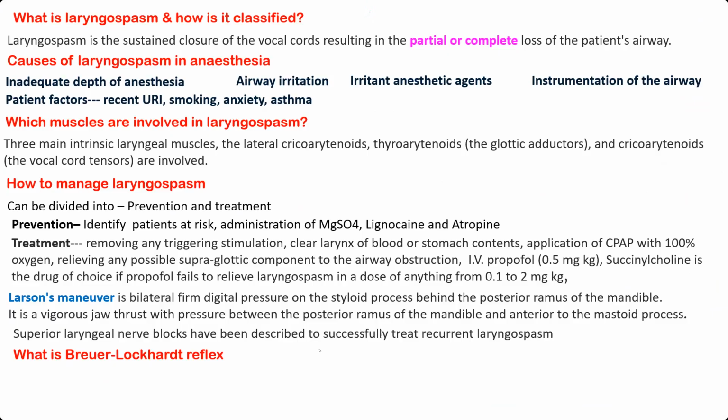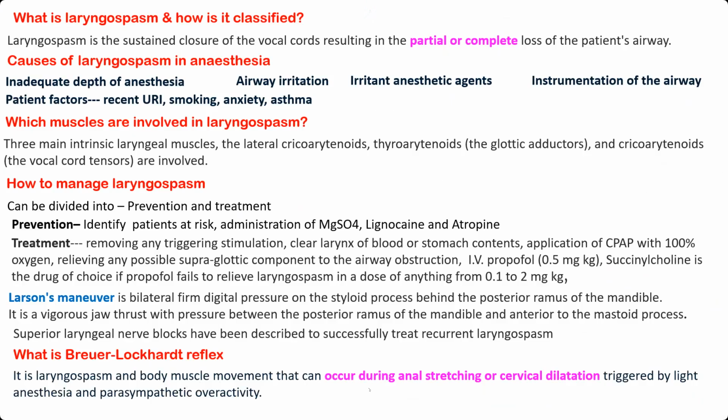No, sir. This is another condition where any stretching of the cavities in the body, like anal stretching or cervical dilatation during D&C to do a curettage of the uterus, in a lighter plane of anesthesia can result in severe laryngospasm. Laryngospasm and body muscle movement can occur during stretching of the anus during the procedure called maximum anal dilatation, which is done for curing fissure in ano, and the cervical dilatation during D&C procedures.